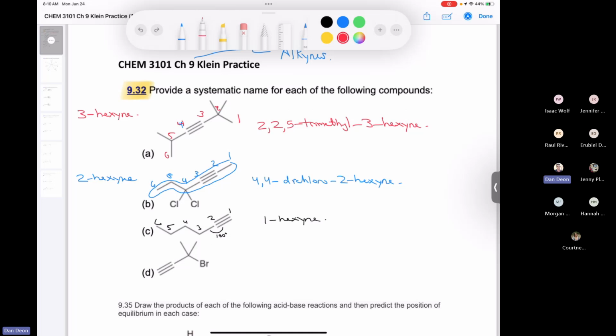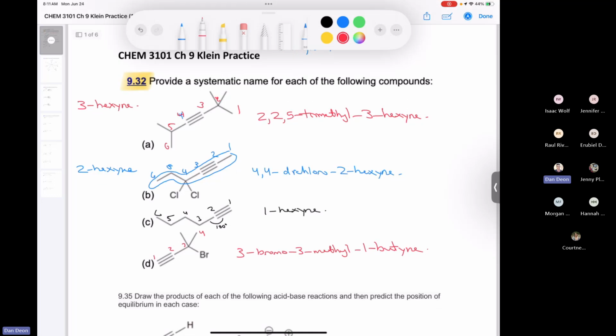Okay, the next one, we have 1, 2, 3, 4 carbons in our longest chain, right? It might be tempting to say, well, it's only 3, but remember, you can go all the way up to the 4 here. So this is a 1-butyne. We have a 3-bromo and a 3-methyl. So B comes before M's, bromo comes before methyl. So we have 3-bromo, 3-methyl, 1-butyne. And again, you could call it 3-bromo, 3-methyl, but-1-ine. Either one is perfectly fine.